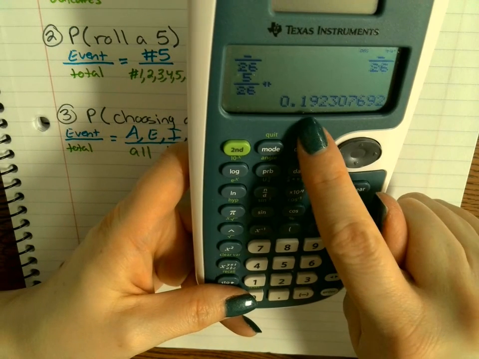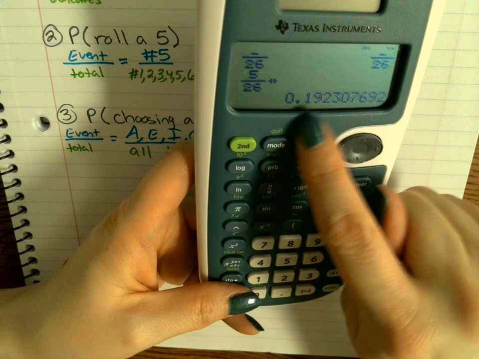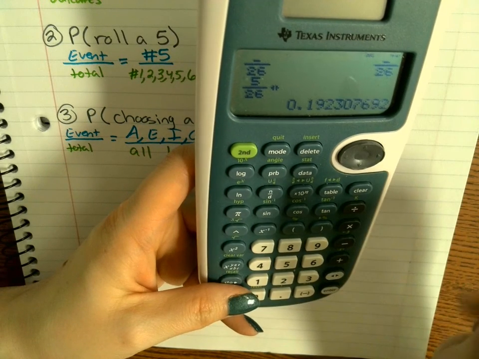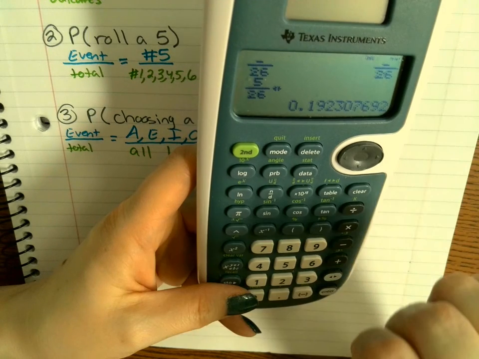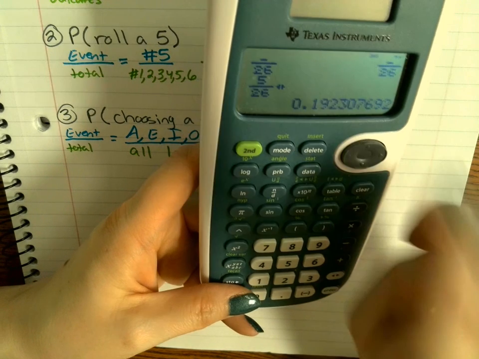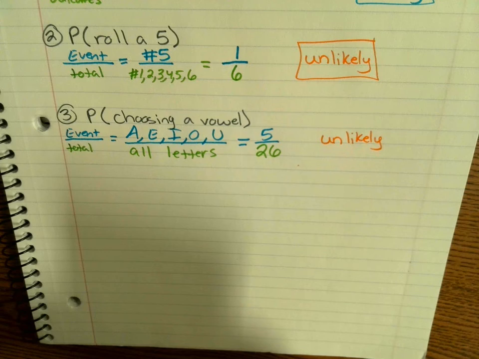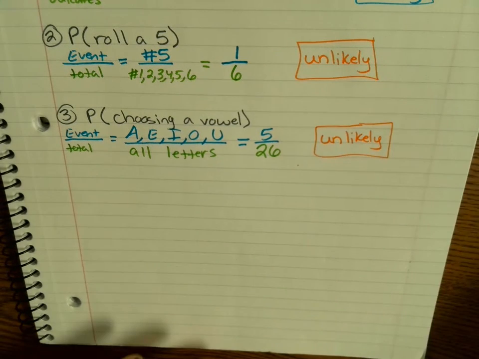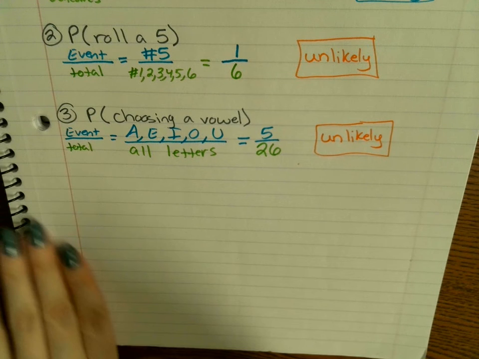Well, we know if it's 0.1, that's less than a half, isn't it? 0.1, 0.2 would be less than a half. So this is going to be less than a half, so we know that that's unlikely. All right.